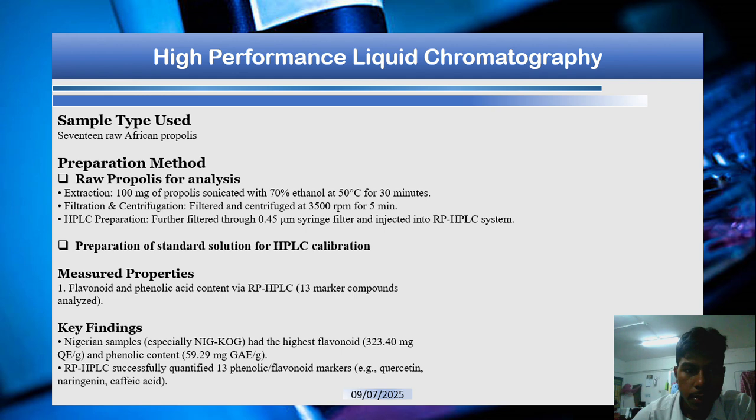The measured properties are flavonoid and phenolic acid content, where 13 marker compounds were analyzed, like some acids in the sample, caffeic acid, gallic acid, and other components. The Nigerian samples especially had the highest flavonoid and phenolic content, and the 13 phenolic and flavonoid markers like quercetin, naringin, caffeic acid, and others were successfully quantified.